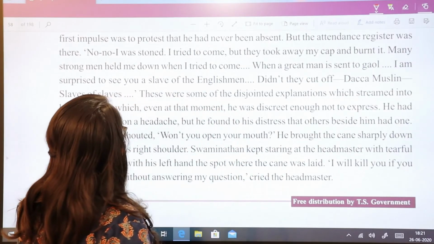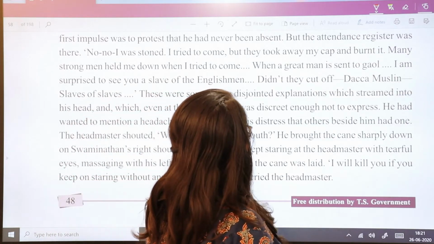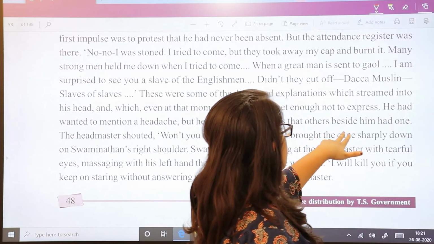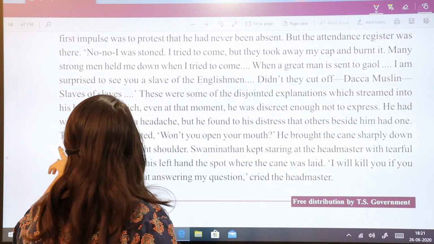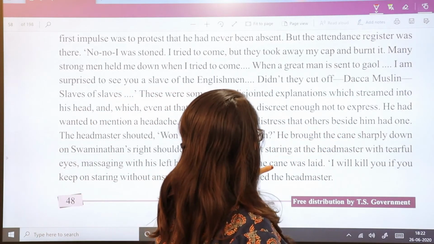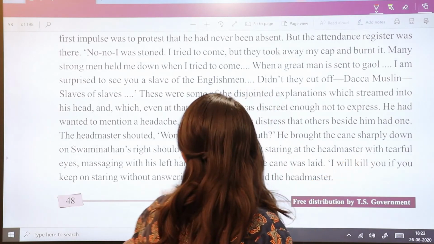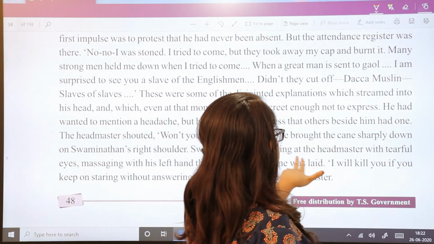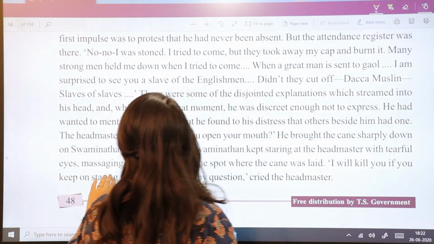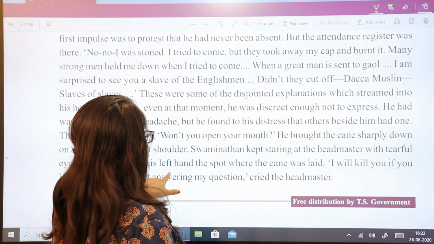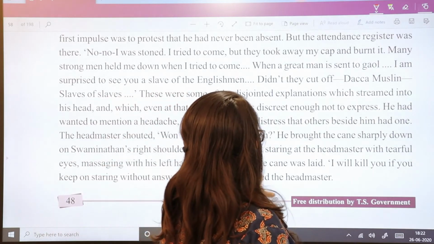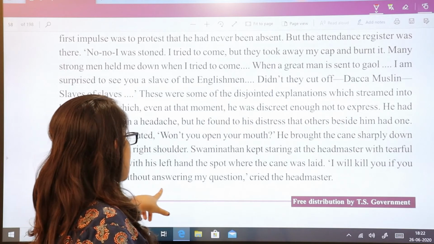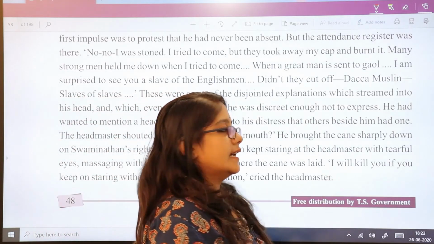He had wanted to mention a headache, but he found to his distress that others beside him had one. The headmaster shouted, "Won't you open your mouth?" He brought the cane sharply down on Swaminathan's right shoulder. Swaminathan kept staring at the headmaster with fearful eyes, massaging with his left hand the spot where the cane was laid. "I will kill you if you keep on staring without answering my question," cried the headmaster.